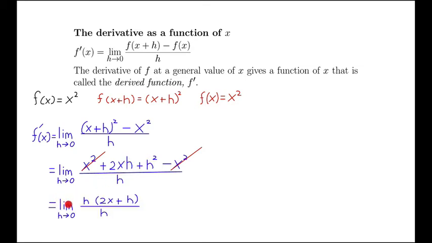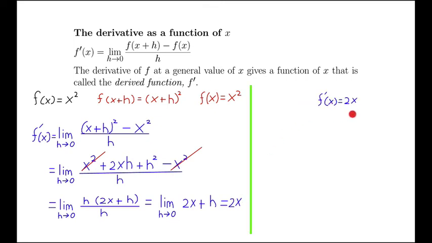And so what we end up with is h times 2x plus h divided by h, and the h's will cancel out. And when we cancel the h's out, we're just left with the limit as h goes to 0 of 2x plus h, and that's, of course, 2x. So what we found is that the derived function f prime of x, which we write over here, is 2x. So starting with f of x equals x squared, we've derived the function f prime of x equals 2x.